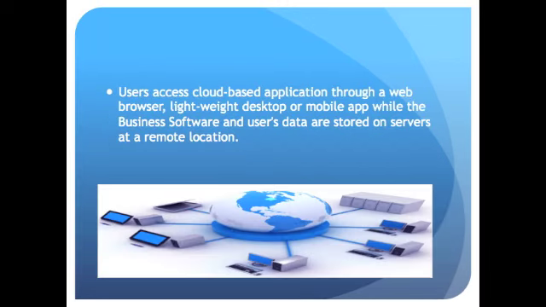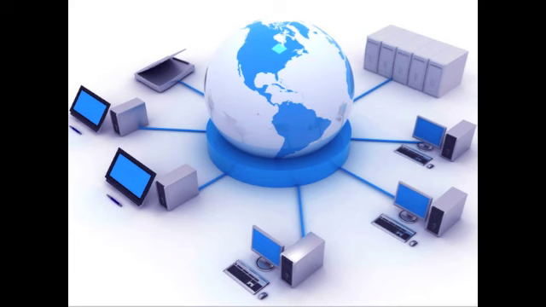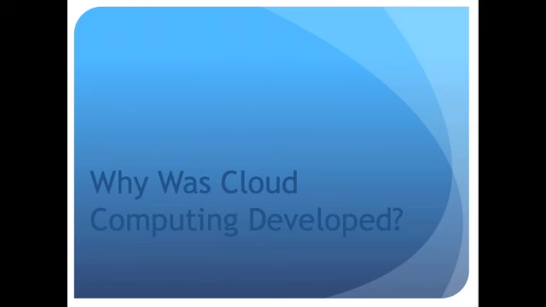Users access cloud-based applications through a web browser, lightweight desktop or mobile app, while the business software and users' data are stored on services at a remote location. Cloud computing relies on shared resources to achieve coherence, which is similar to an electricity grid because it provides the utility to your network without having to purchase the entire software.